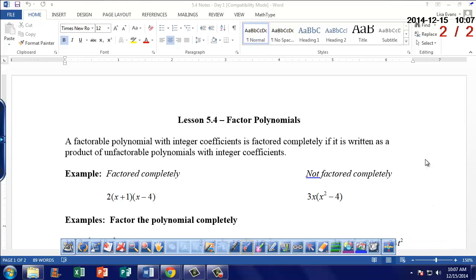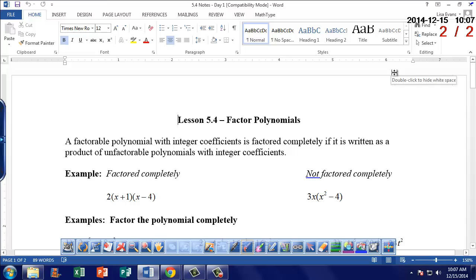Hello, today we're doing 5.4 day 1, factoring polynomials. Now I'm going to do the factoring quite quickly because we've been factoring this entire year. The difference with this section is there's a lot of double factoring, and there's a new type of factoring when we're factoring perfect cubes. Alright, so let's go ahead and get started.